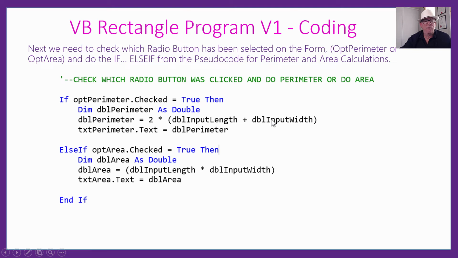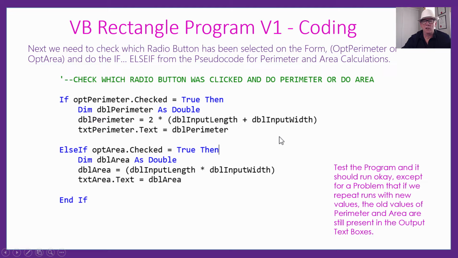Well then let's do the perimeter formula and put that answer that we get, the DBL perimeter value, out into the answer text box on the form. And if they've chosen the area one, well, then if that's true, then do the same sort of thing, length times width, and put the answer out into the text box on the form. Now, these little vertical lines here, that's just where we had the cursor sitting when we did the screenshot. It's not something you type in. Probably should have got rid of that, but we didn't have time or didn't see it there.